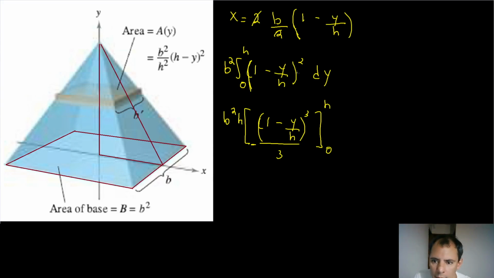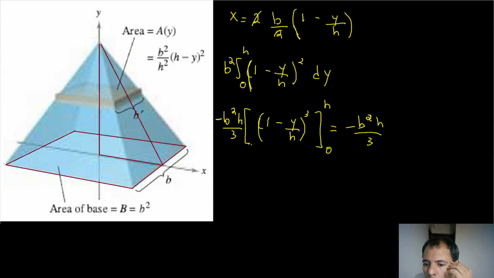That's why sometimes I think it's better to expand this with the binomial theorem and then do the thing, but whatever. The minus I can put here. And the 3 I can put here too, and I can just get rid of it with this stuff. Alright, and now we're just going to substitute. So this equals minus b squared h divided by 3. And let's just put an h in here.